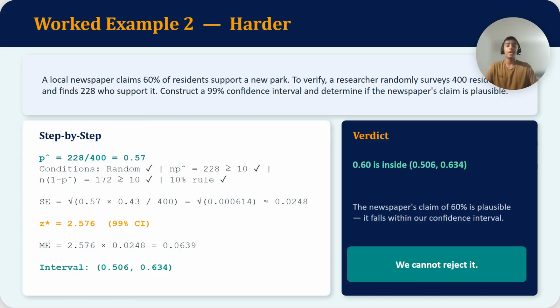So we're going to say we fail to reject the null. Notice I'm not saying the newspaper is right. I'm saying their claim is consistent with our data. It falls inside our net.